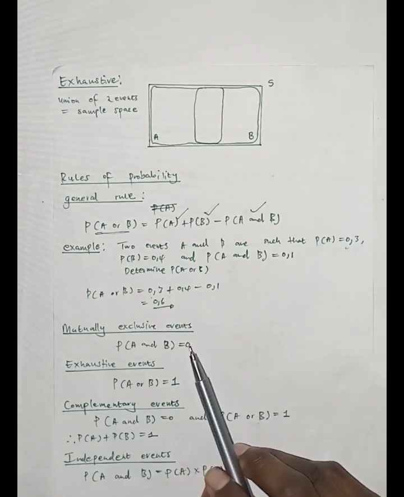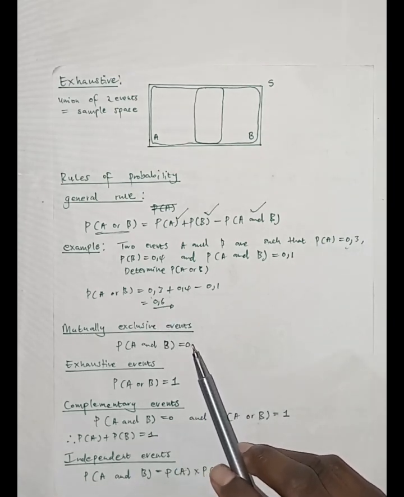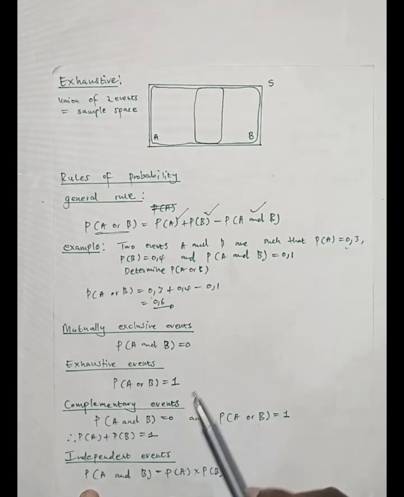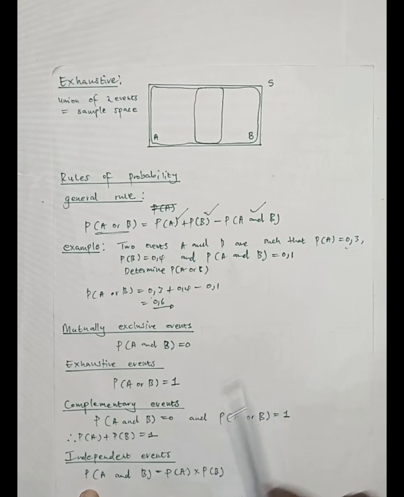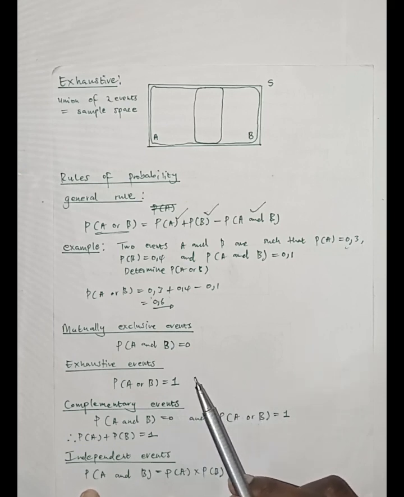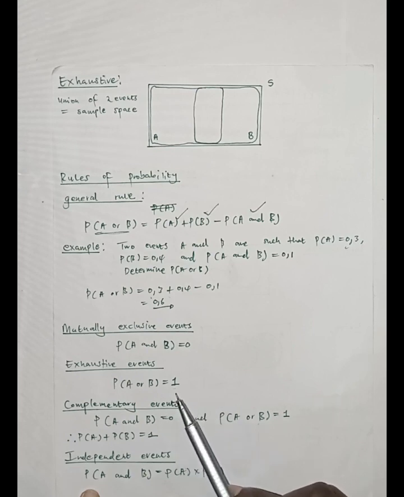All right, moving on. Mutually exclusive events, like I said, have no intersection, which means they cannot occur at the same time. They cannot happen simultaneously. So P of A and B should be equal to 0, because they cannot happen simultaneously. Then exhaustive events are two events that together are equal to the sample space. So P of A or B is equal to 1. And remember what I said, P of A or B is a union, correct?